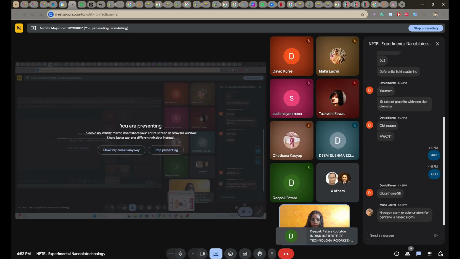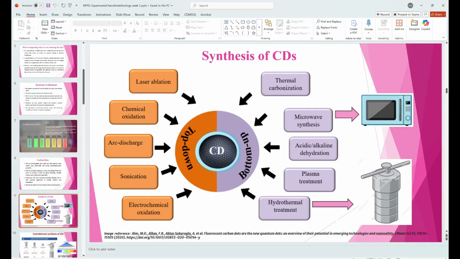So, basically, thermal carbonization is you take your carbon material with which you will make your carbon dots, and then you just burn it to char. So you burn it at very high temperature, completely till it's charred, and then you purify it and get carbon dots from the solution.